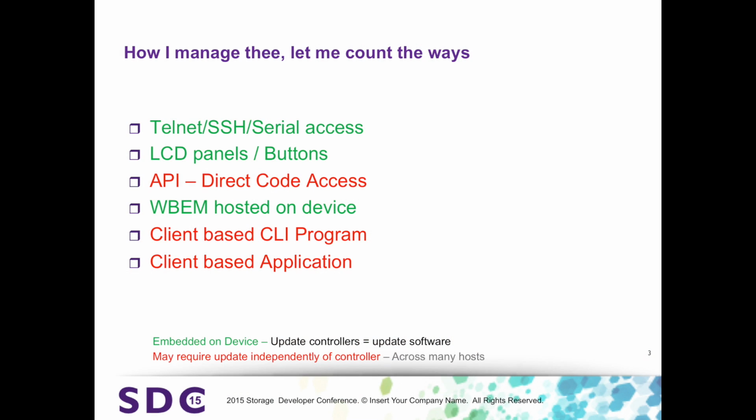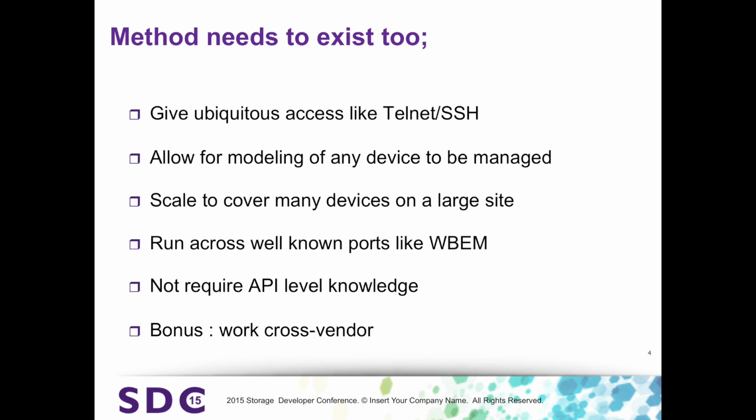The problem that you've got is that the ones in green usually end up being embedded on the device, and the ones in red usually are updated independently of the controller. So there's another way to do that, which is you need to give all the benefits of all those previous methods. You need to have ubiquitous access, have to be able to get to it from anywhere. You need to be able to model very, very complex devices. You need to be able to scale to manage many devices at once, able to run across well-known ports, not require people to understand an API for a single device, and if we can, wouldn't it be great if it could work cross-vendor? And that's what SMIS is going to give us.